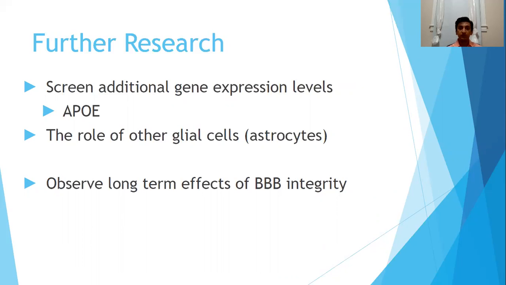Additionally, the role of other cells in the blood-brain barrier could be investigated, such as the function of astrocytes in regulating tight junction protein. Future studies could also involve observing the longer-term effects of the oligomerized amylin on the blood-brain barrier, since many of the biological changes in Alzheimer's disease occur later in its progression. Although Alzheimer's disease continues to be researched, there's still a lot to be explored for developing an effective link between diabetes and Alzheimer's disease.